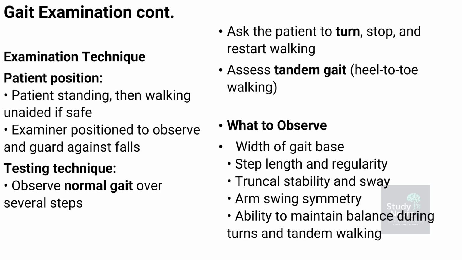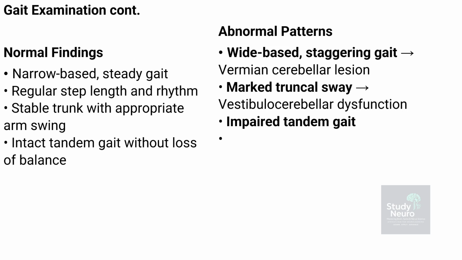To perform the exam safely, have the patient stand and walk unaided if possible, while you remain close to guard against falls. Observe their normal gait over several steps, and then ask them to turn, stop, restart, and attempt tandem walking, placing one foot directly in front of the other. While watching, note the width of the base, step length and rhythm, trunk stability, arm swing, and balance during turns and tandem gait. In a healthy individual, gait is narrow-based, smooth, and symmetrical, with stable posture and intact tandem walking.